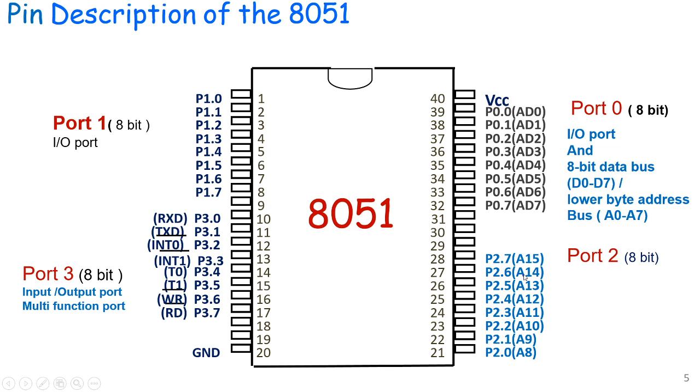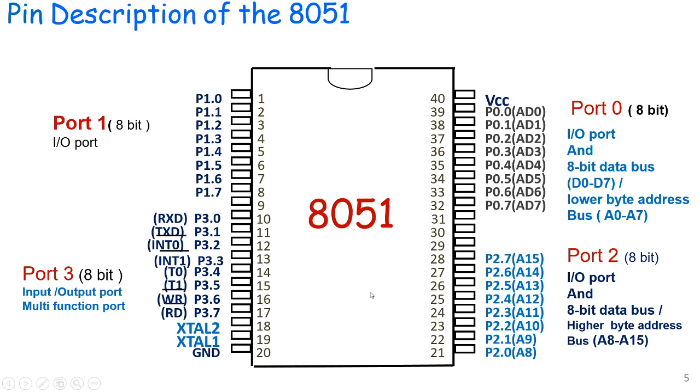Now there is our last port, port 2, 8-bit. The pins are 21 to 28, 8 pins, P2.0 to P2.7. This port 2 is also multifunction, A8 to A15 address bus. So this is the 8-bit higher byte address, that is A8 to A15. So this is port 2.